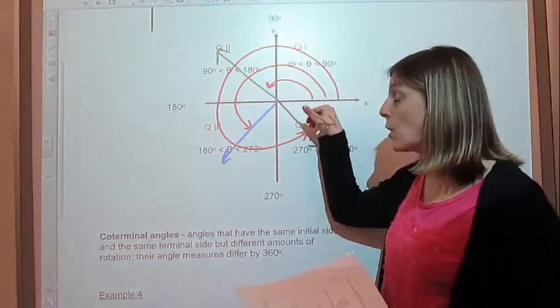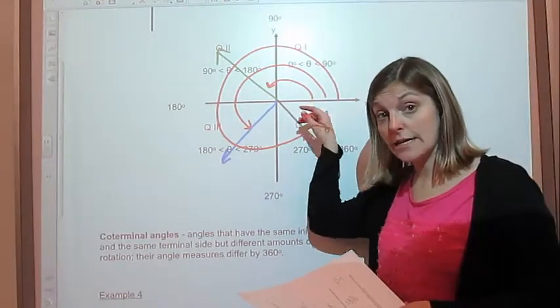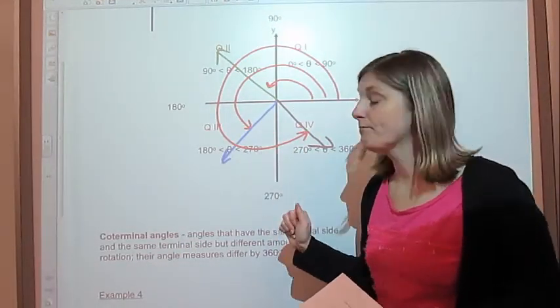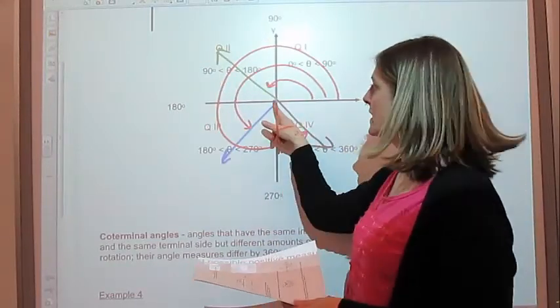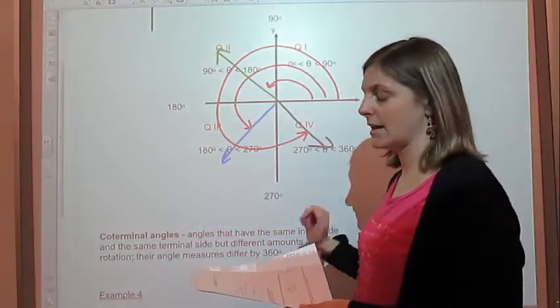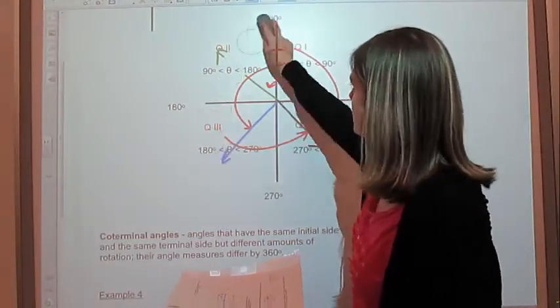Because remember, if you go clockwise, it's going to be a negative angle. Okay? So if you have a positive angle, it's going counterclockwise, with the initial side being this part of the x-axis. All right, so let's do that.